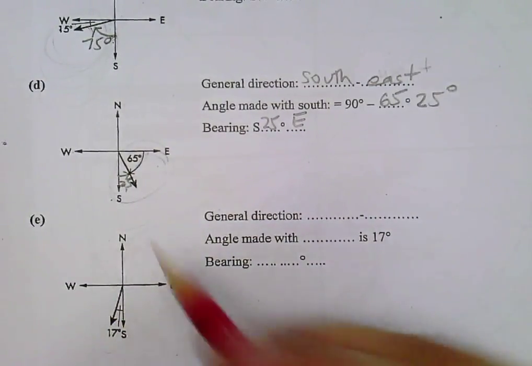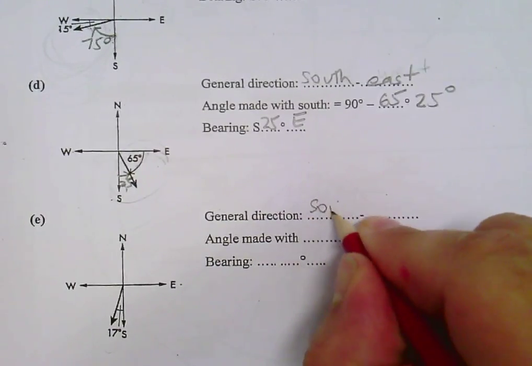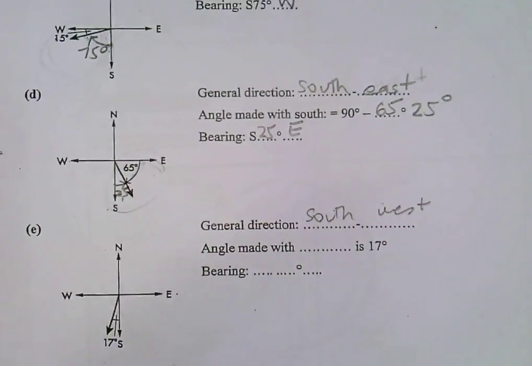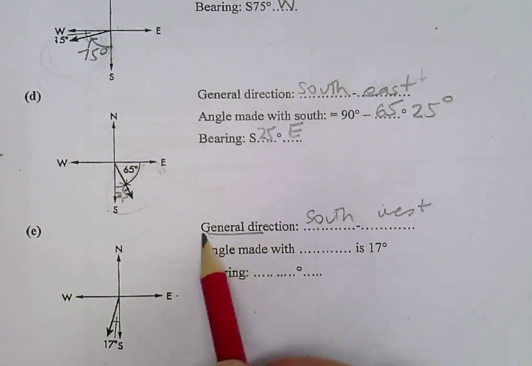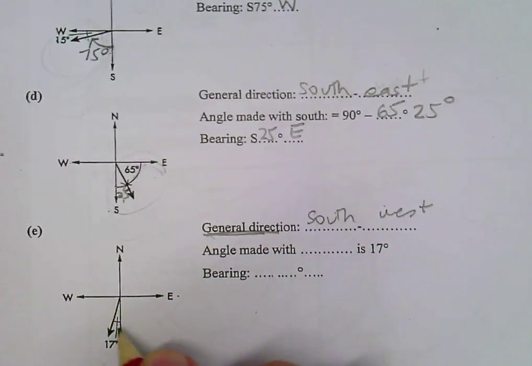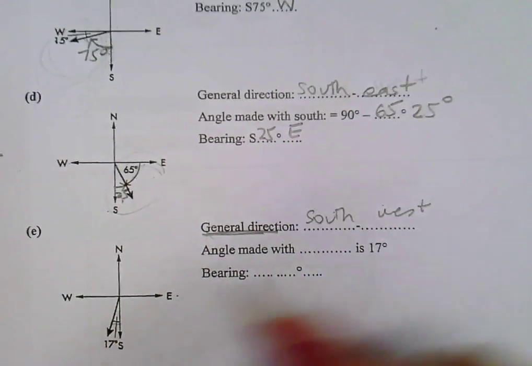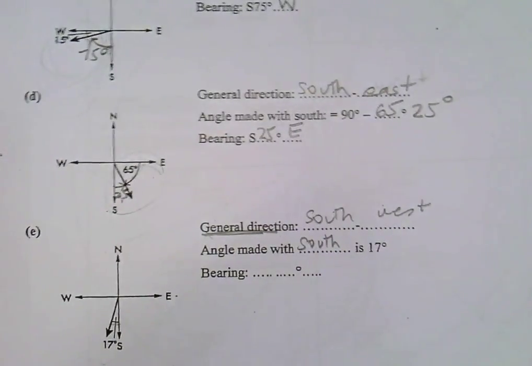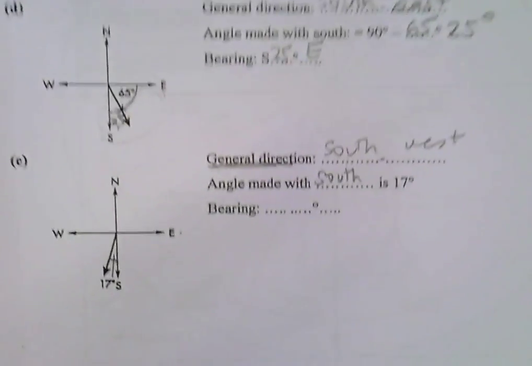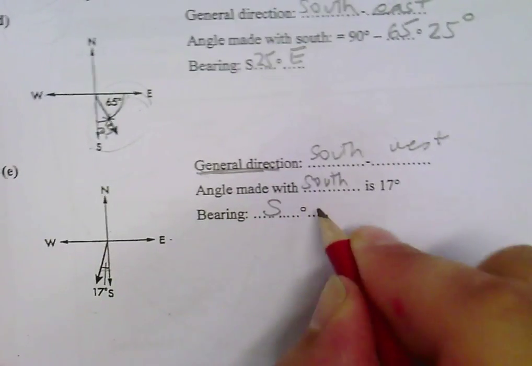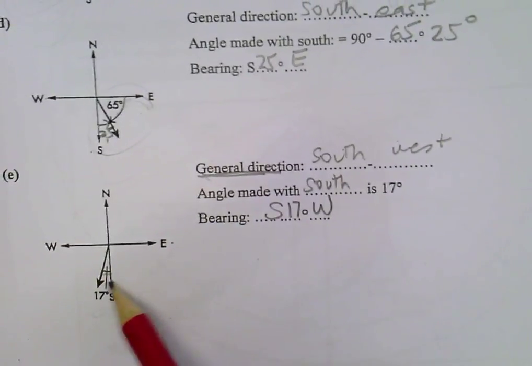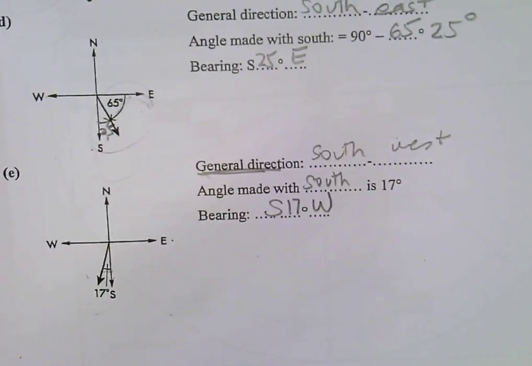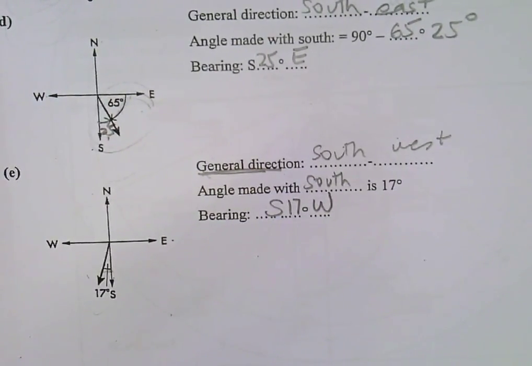Okay, the next one, the general direction is southwest, but you would never say southwest unless it's exactly halfway. That's why I'm saying general direction, so you get an idea. The angle made with the south is 17, so we don't have to calculate anything further. So therefore, your bearing is south 17 degrees towards west. Now they are compass bearings. We're now going to look at true bearings.